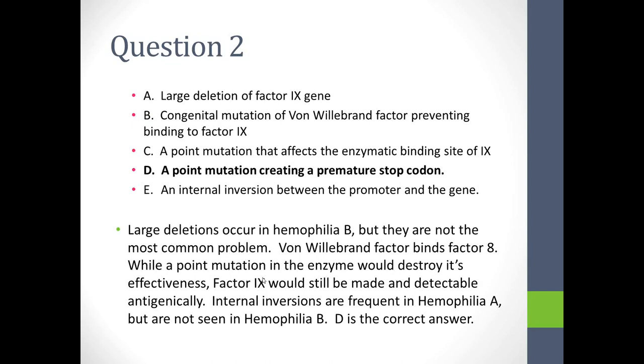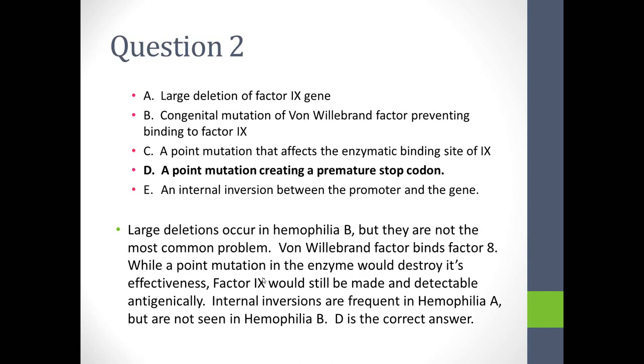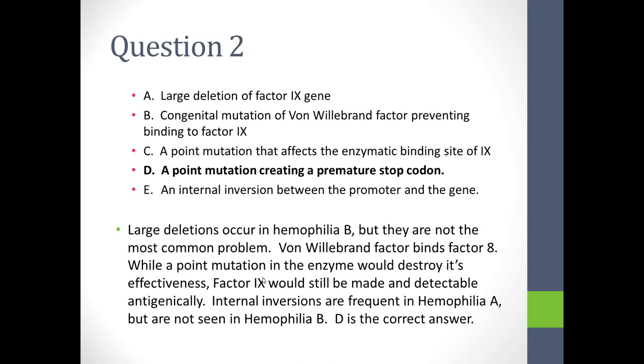And the answer is D. Large deletions occur in hemophilia B, but they're not most common. Von Willebrand factor, of course, binds factor 8, not factor 9. And while a point mutation would destroy its effectiveness, factor 9 would still be made and would still be detectable. Internal inversions are frequent in hemophilia A, in fact are a high-risk mutation, but are not seen in hemophilia B, and so answer D is the correct answer.